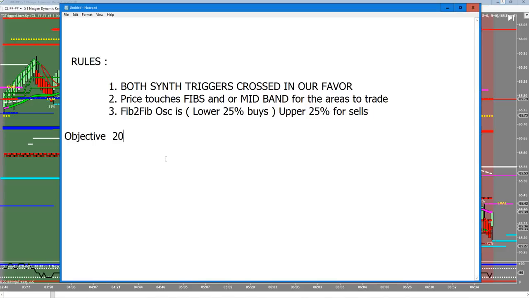So our objective is 20 ticks, okay? And think about it. Crude oil is $10 per tick. So if we get 20 ticks, that's going to equal $200 in profit. Everybody okay with that? We're going to risk 10 ticks max, which equals $100.